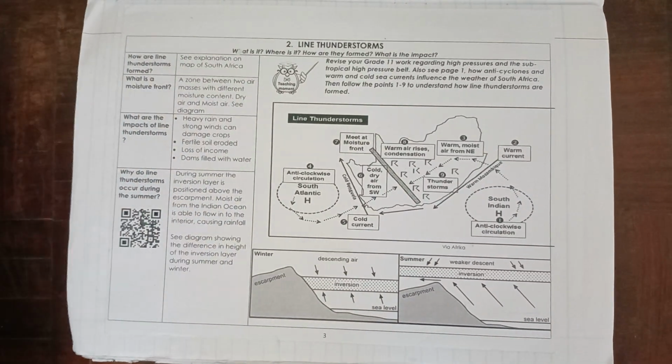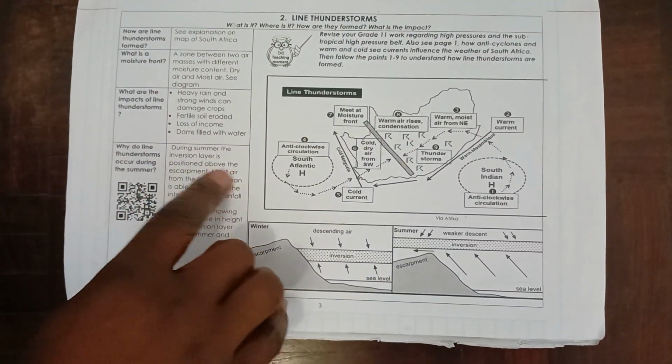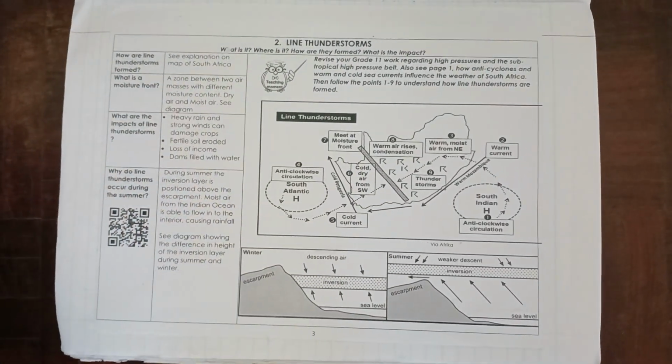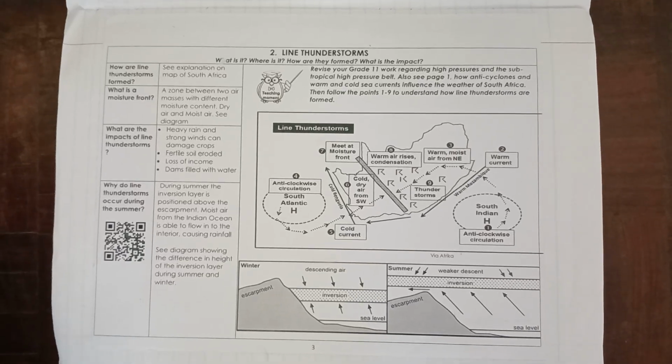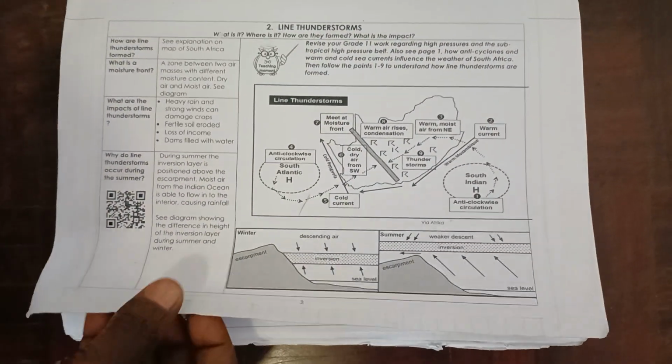Why do line of thunderstorms occur during summer? During summer, the inversion layer is positioned above the escarpment. Moist air from the Indian Ocean is able to flow into the interior, causing rainfall. I think this is the explanation I was giving just now.